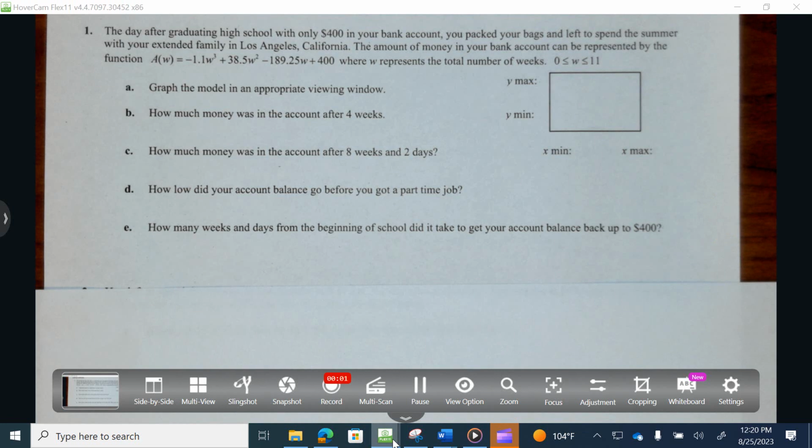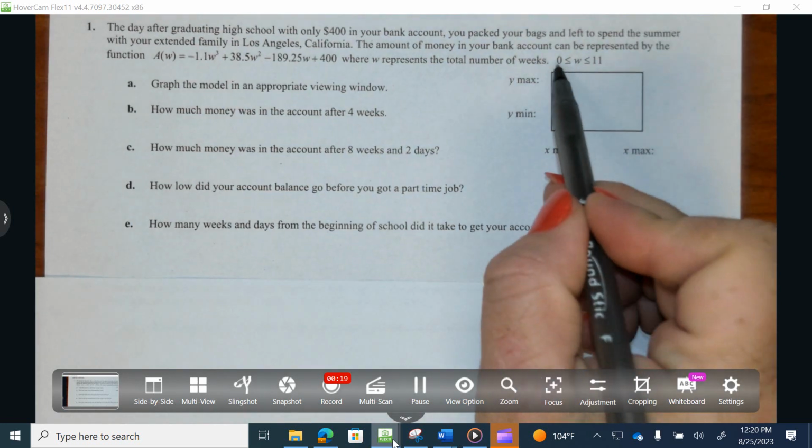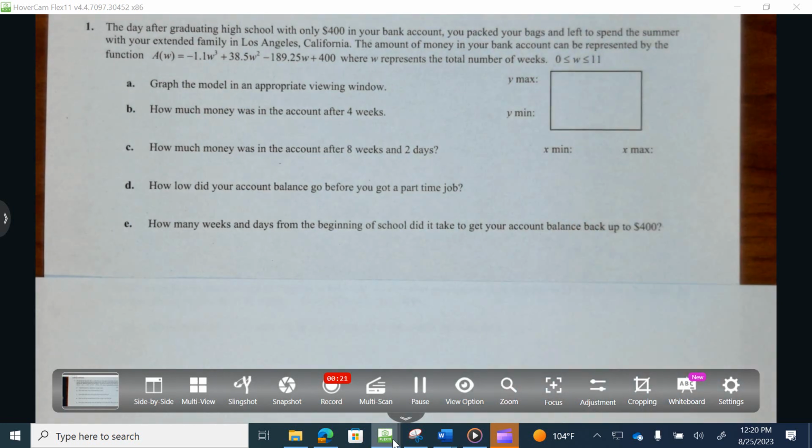The day after graduating high school, with only $400 in your bank account, you packed your bags and left to spend the summer with your extended family in Los Angeles, California. The amount of money in your bank account can be represented by the following function, where W represents the total number of weeks. So it's already telling you what your X value is going to be.